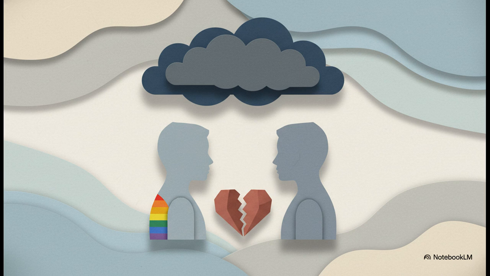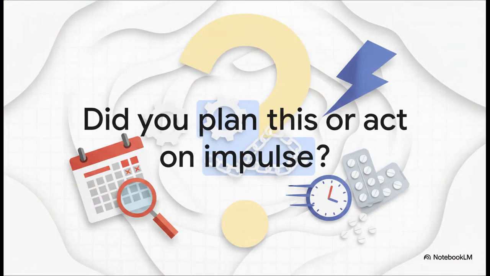Now, this is a vital piece of the puzzle. It's not just about building empathy with your patient, it also gives the psychiatric team some really critical context about the huge social stressor that triggered this whole thing. This next question is a huge one for figuring out the level of risk. You've got to ask, did you plan this or was it on impulse?